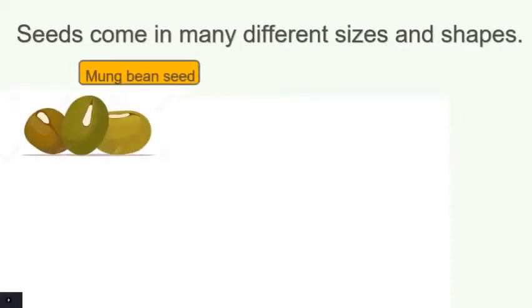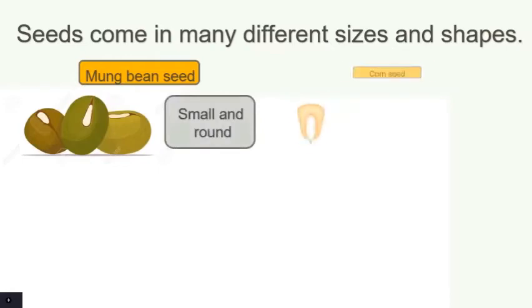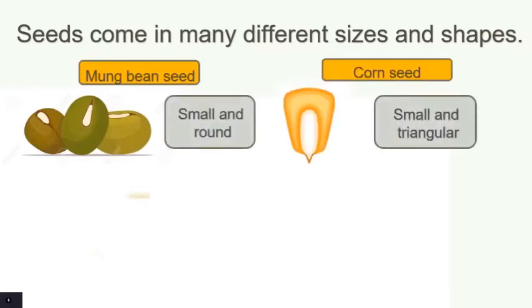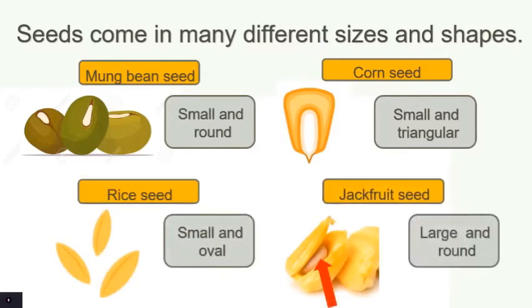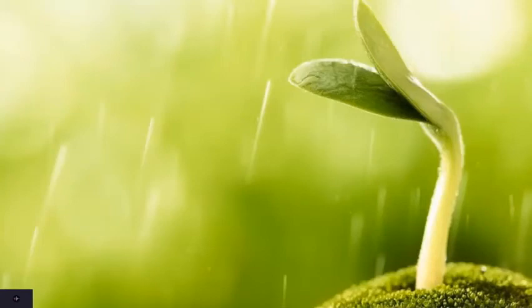Seeds come in many different sizes and shapes. For example, green bean seeds are small and round. Corn seeds are small and triangular. Rice seeds are small and oval. And jackfruit seeds are quite large and round. Every seed has an important duty, which is to grow into a new plant. When a seed is cultivated in a location that has proper temperatures, water, and air, it will grow and eventually become a new plant.